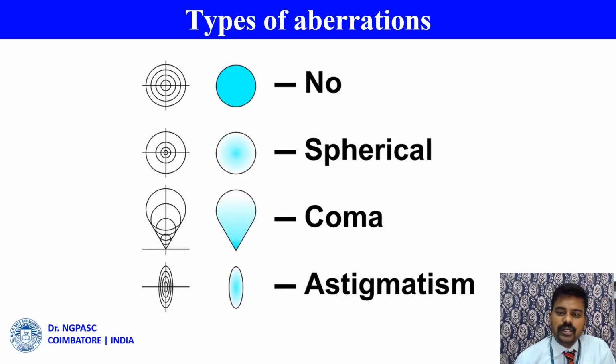These are the types of aberrations. At first, this is the original object, which we placed as a circle. In spherical aberration, the object appears with some blurriness, and in coma aberration, the object appears as a comet's tail, and in astigmatism aberration, the object appears like a line or ellipse shape, so it totally changes.